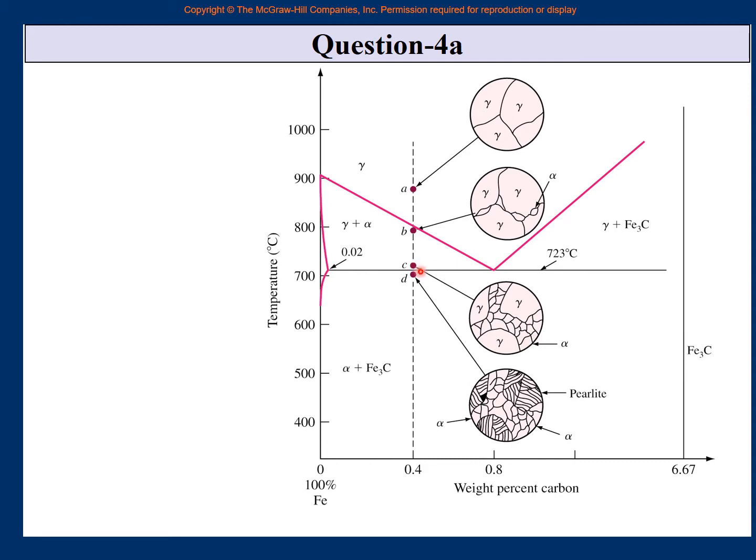Now, as soon as it touches this temperature, 723, then whatever gamma was there has changed into perlite. Perlite was alpha and cementite, right? So this is what you draw.